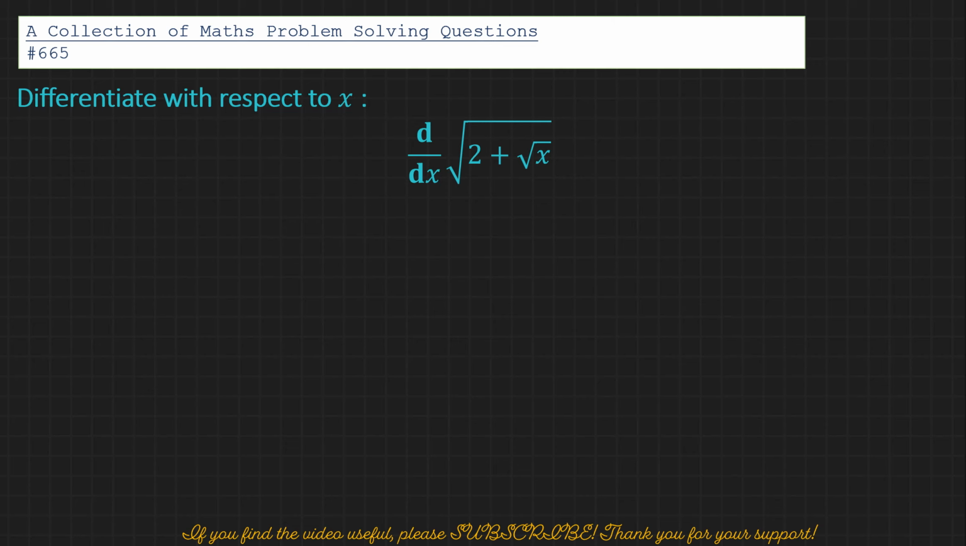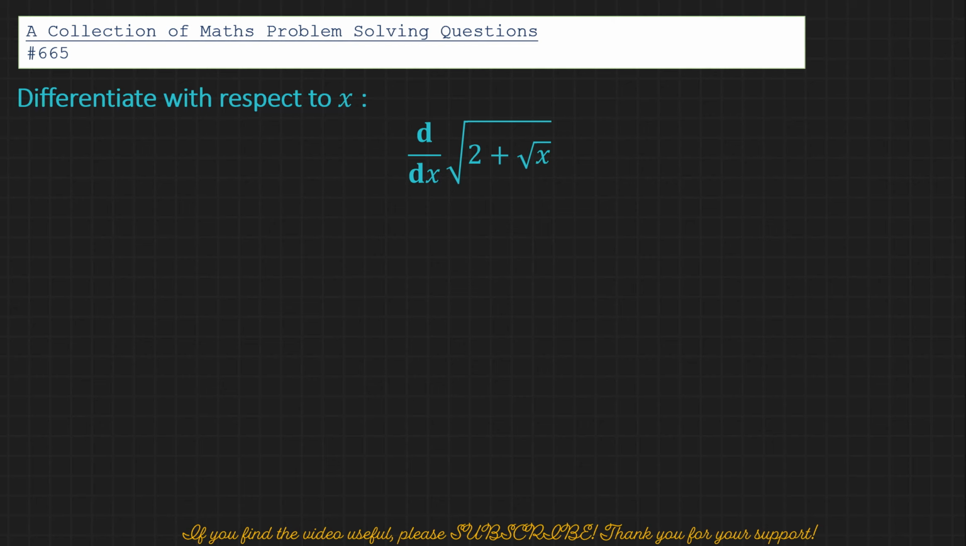Differentiate with respect to x. The term given is the square root of 2 plus root x. It will be easier if we apply the chain rule, or probably the only way to do it is to apply the chain rule.